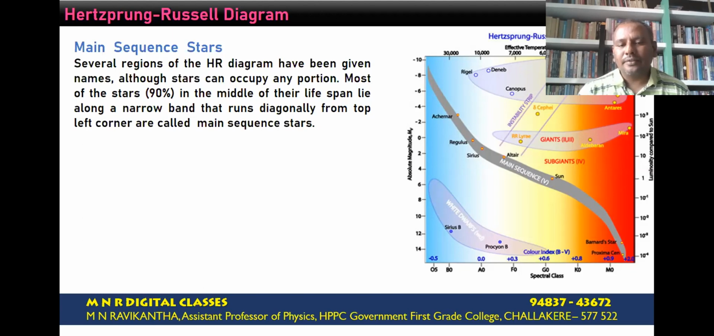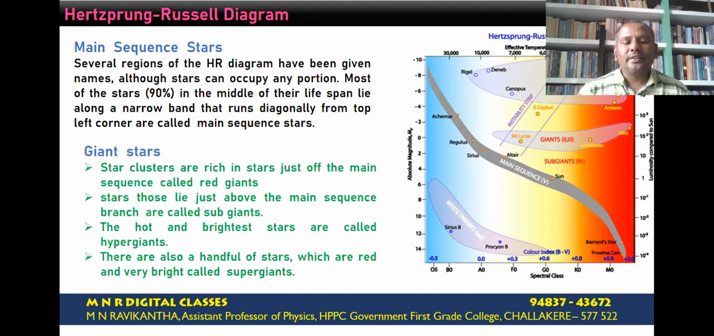This band, or sequence of stars, is called the main sequence. Almost 90% of the stars in the sky occupy this main sequence band, and all the stars in this band spend most of their lifespan in the main sequence stage only.